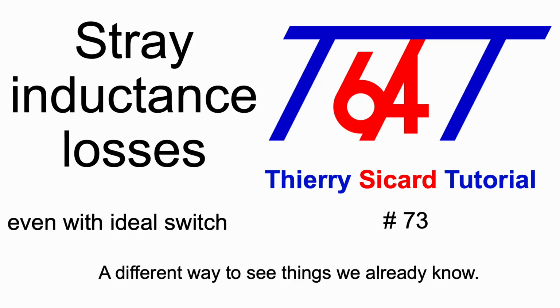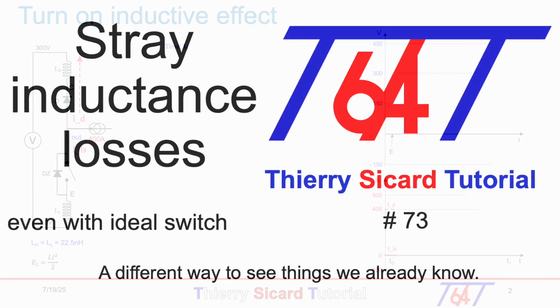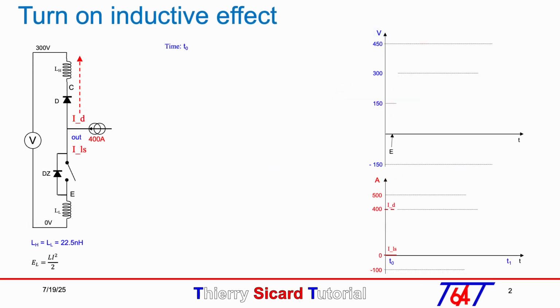Hello everyone, in this theoretical tutorial number 73, we will explain that even with an ideal switch, half bridge switching will always lose the energy that is stored in the parasitic power supply inductances. Let's first explain the energy losses at turn on.